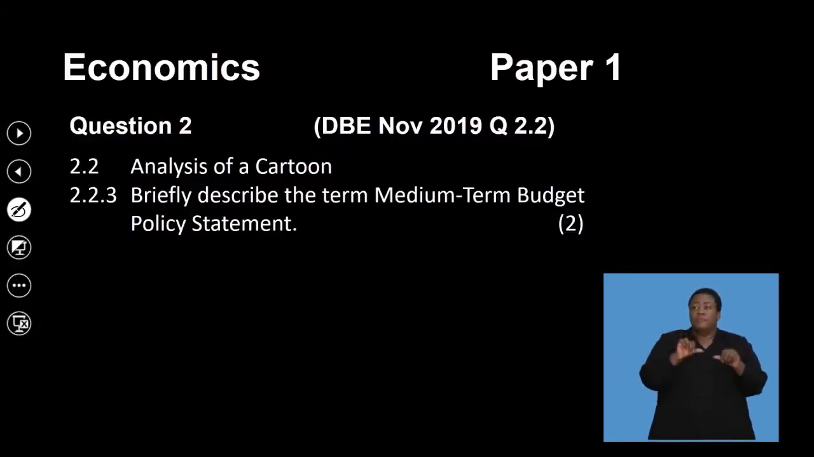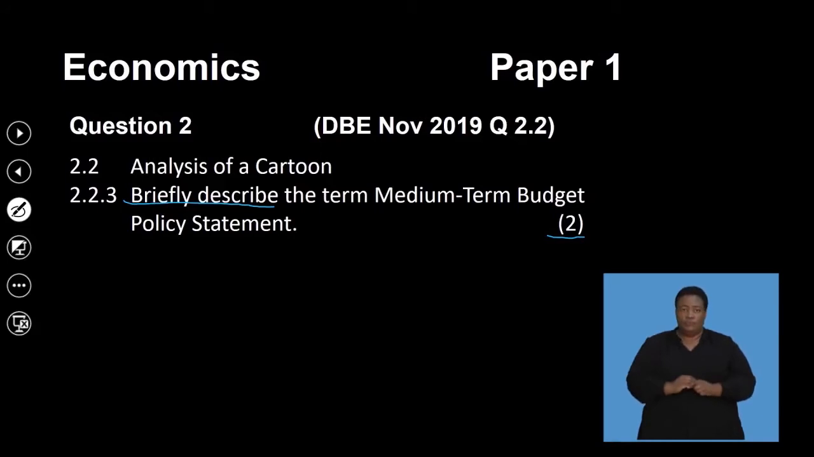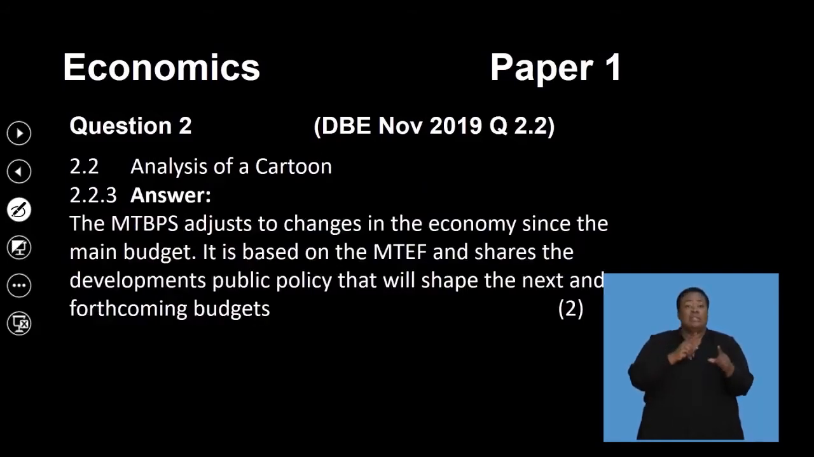The next question says, briefly describe the term medium-term budget policy statement, for 2 marks. Let's look at the answer. The medium-term budget policy statement adjusts to changes in the economy since the main budget. It is based on the medium-term expenditure framework, which is our MTEF, and shares the developments in public policy that will shape the next and any upcoming budgets.